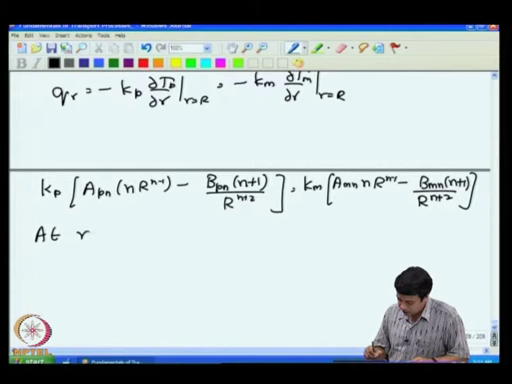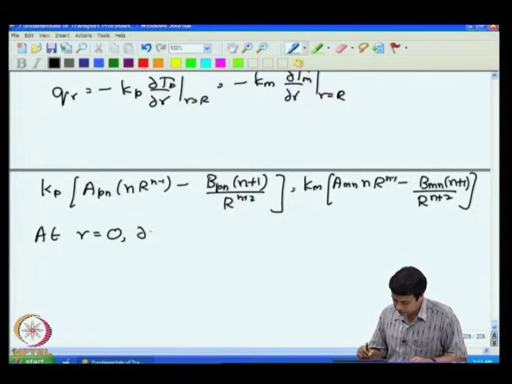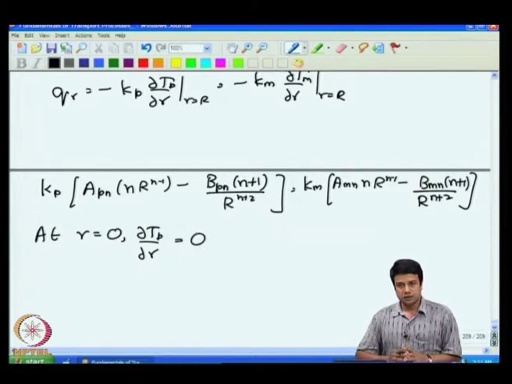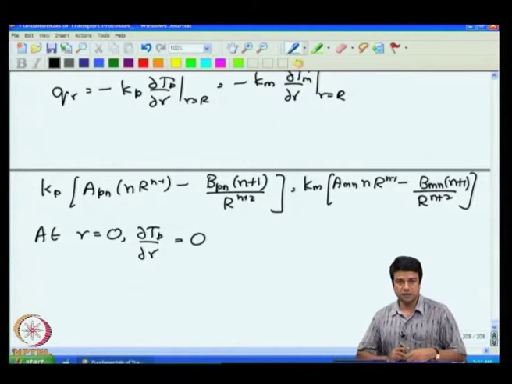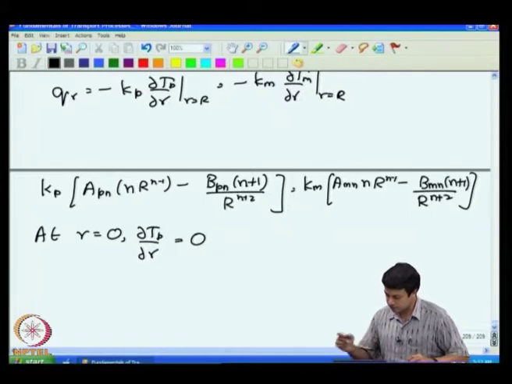At the center r is equal to 0, I require that the derivative, partial Tp by partial r, is equal to 0. This you will recall is a symmetry condition. At the center of the particle itself, if this is not 0, then you will get different slopes as you approach the center from different directions. The only way that the slope will be identically equal to 0 regardless of the direction that you approach it from is if partial Tp by partial r is equal to 0.